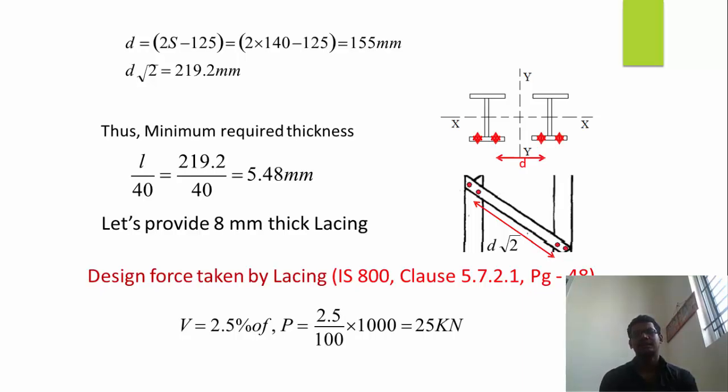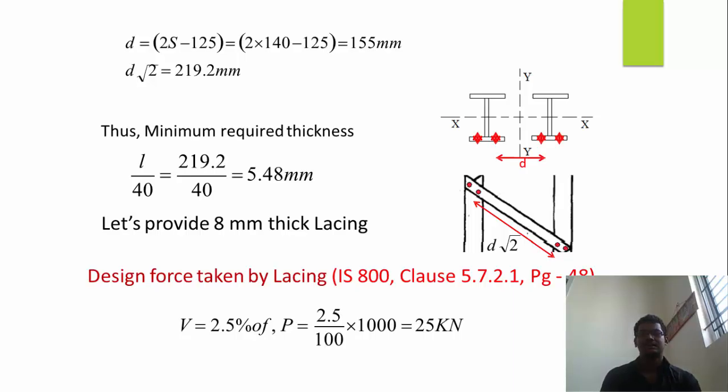Since it is angular, it is D into sin 45 or cos 45. We'll get the value of the length of the lacing, that is D root 2, since sin 45 is 1 by root 2. Hence, D root 2 gives us 219.2 mm, that is the effective length of the lacing.